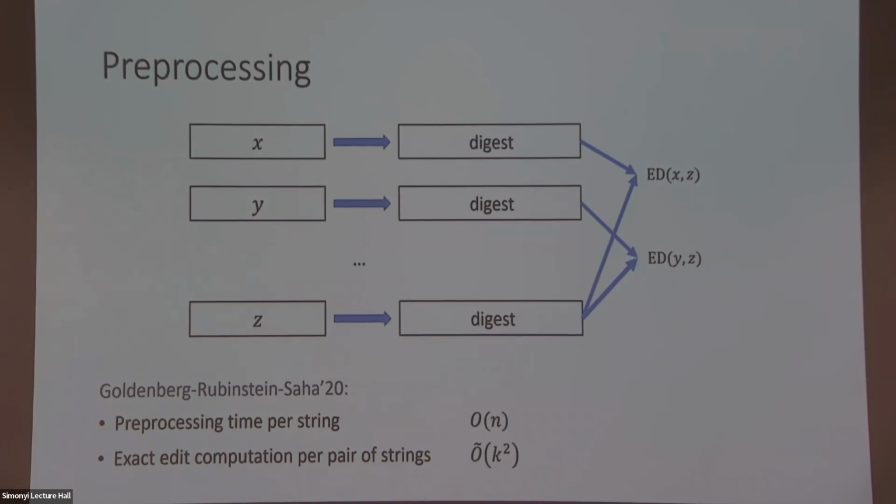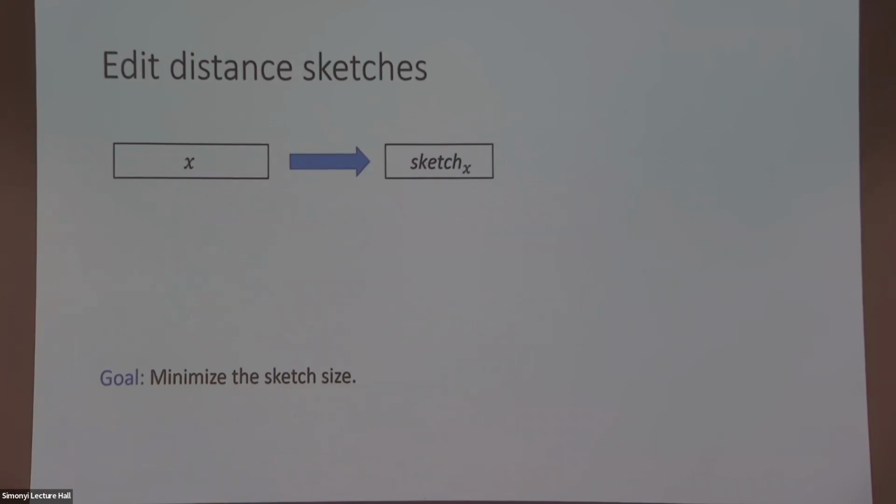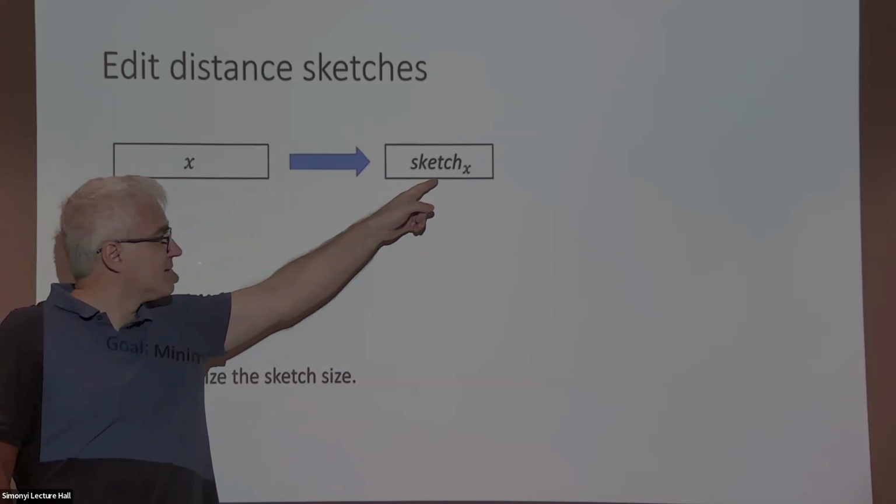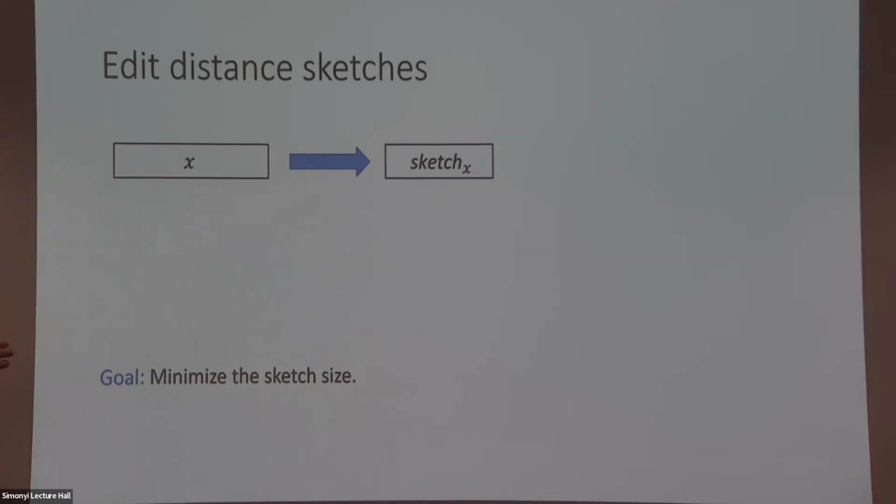Sometimes you would like the digest to be short, because if you have a lot of strings, you want to store them in memory. So ideally, you would like small digests, and we usually call that a sketch. So now we get to edit distance sketches. My goal is to calculate a sketch, and by sketch I mean something short, and from that sketch I would like to derive the edit distance.